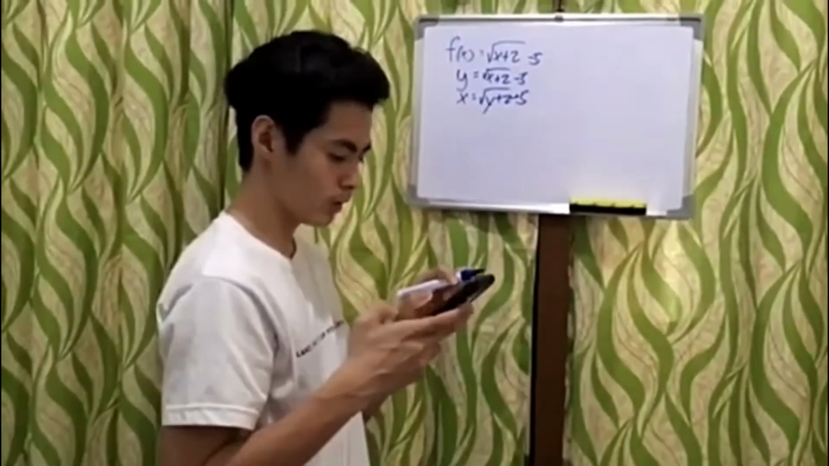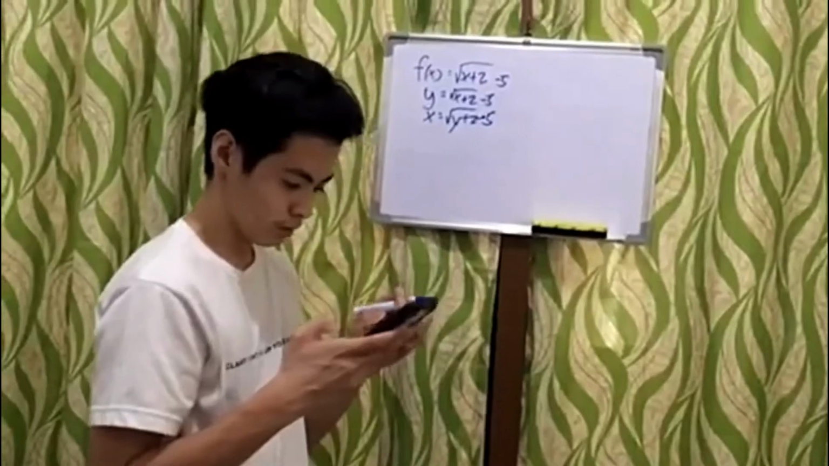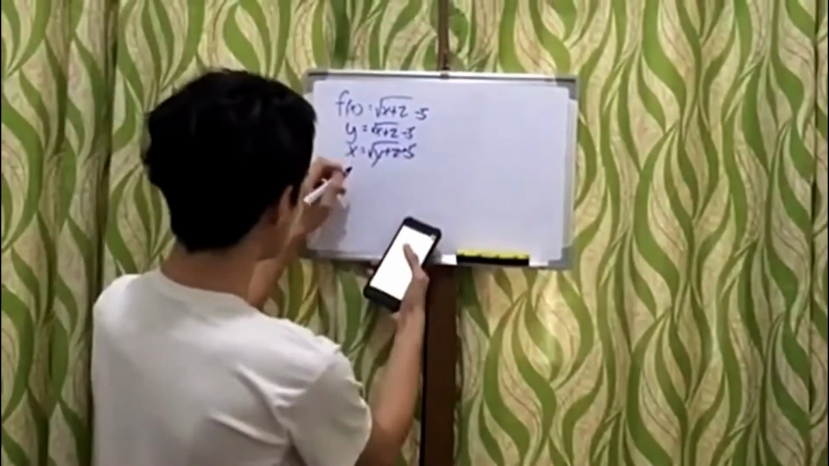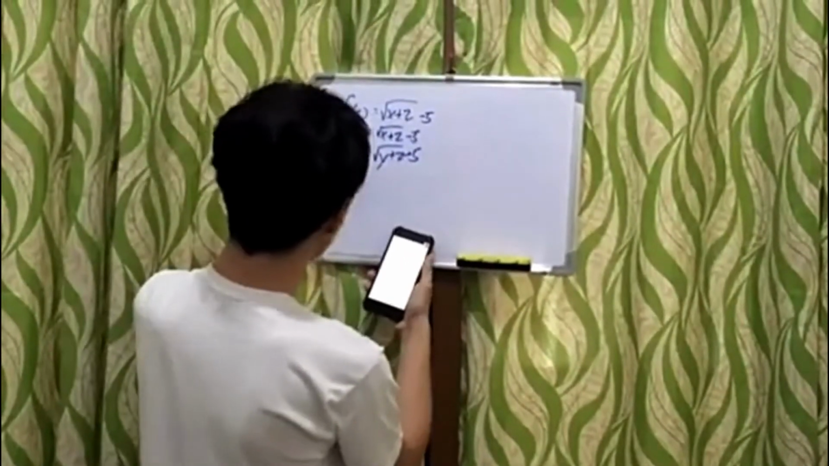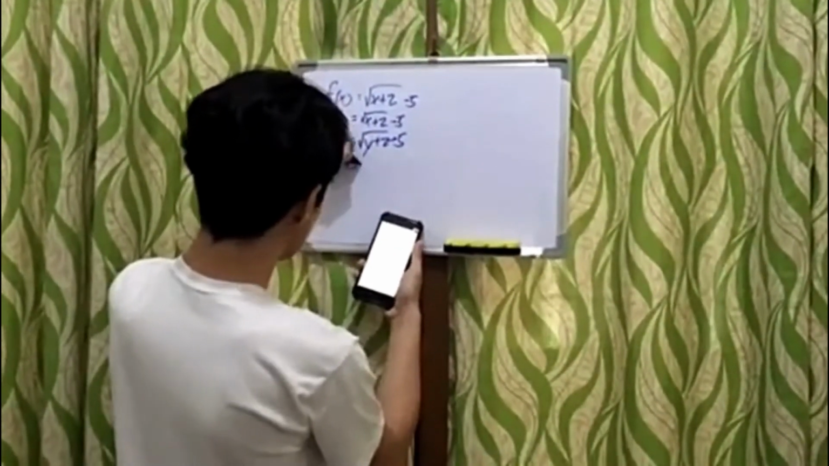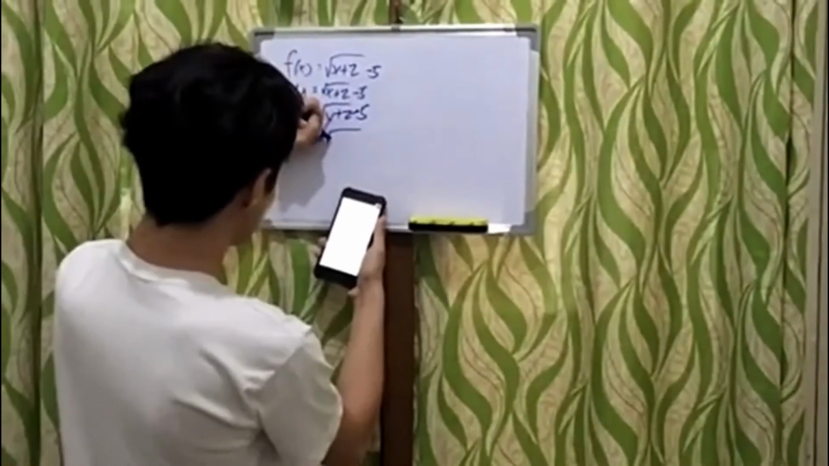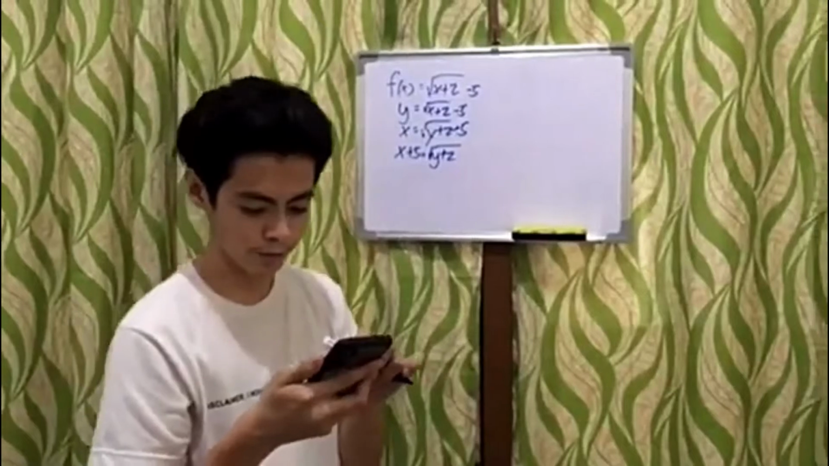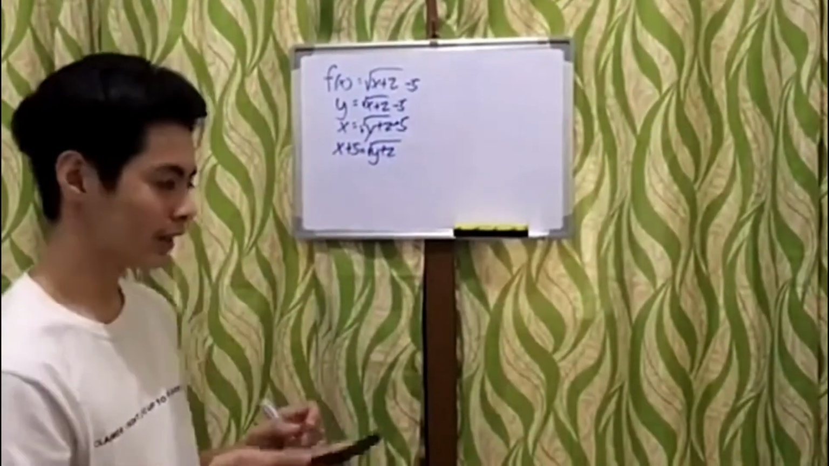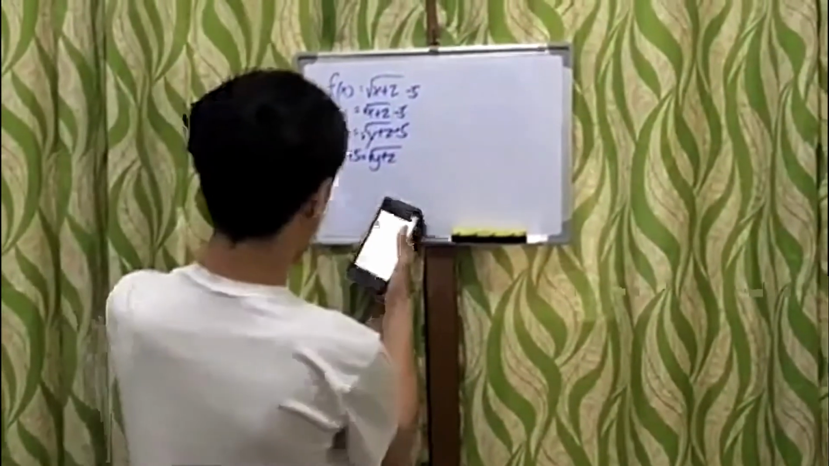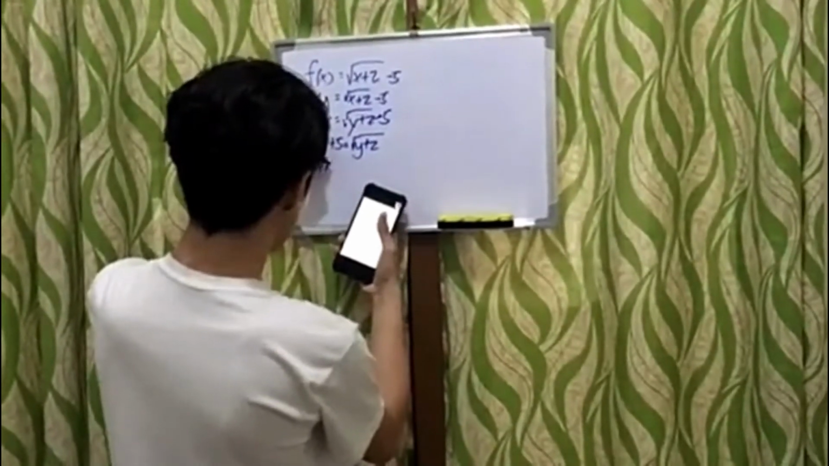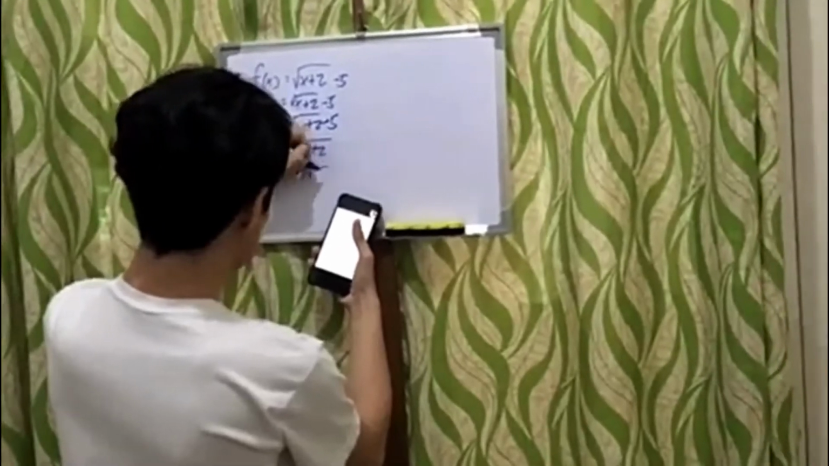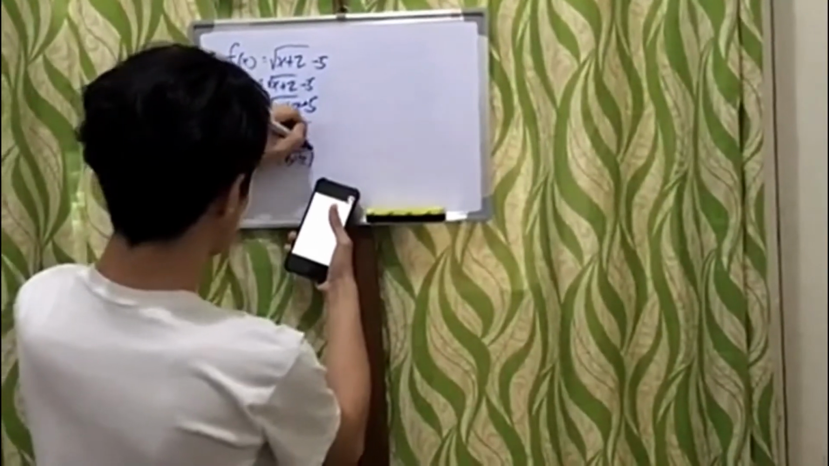Now let's solve for y. So move the negative 5. x plus 5 equals the square root of y plus 2. We need to get rid of the square root, but how? Take the square of both sides. x plus 5 squared equals the square root of y plus 2, squared.